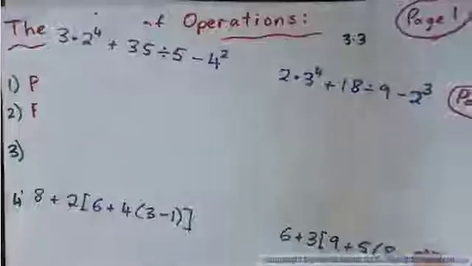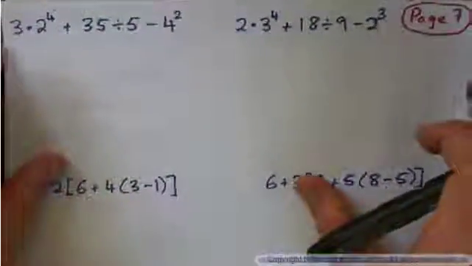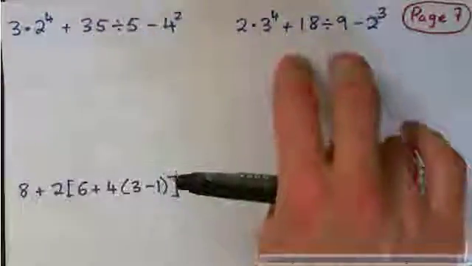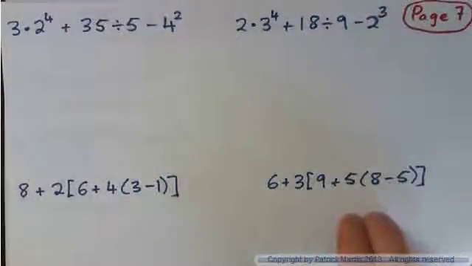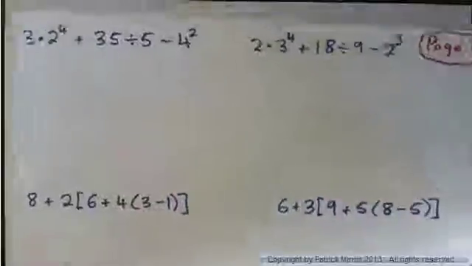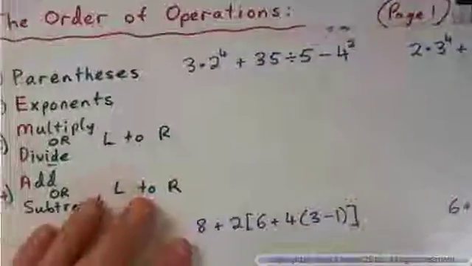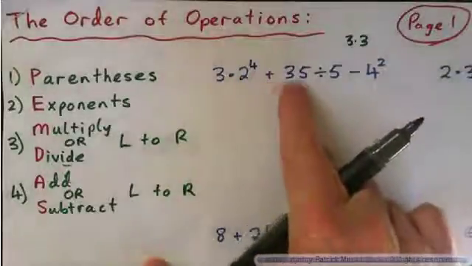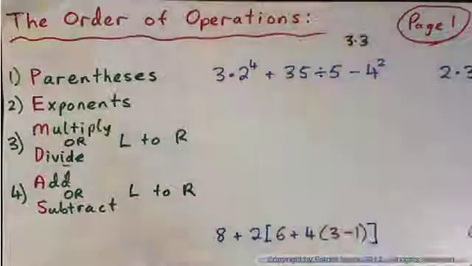Now we're going on to page 7. We'll do these 4 examples on page 7. I'll do this one, have you do this one, then I'll do this one, have you do this one. Okay? So, page 7. Let's start with the first example. 3 times 2 to the power of 4 plus 35 divided by 5 minus 4 squared.